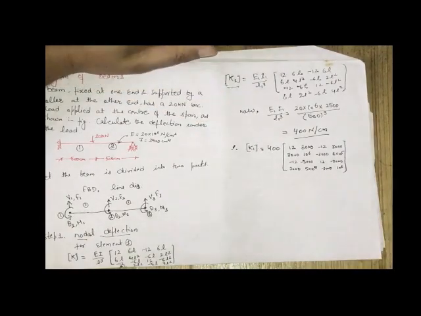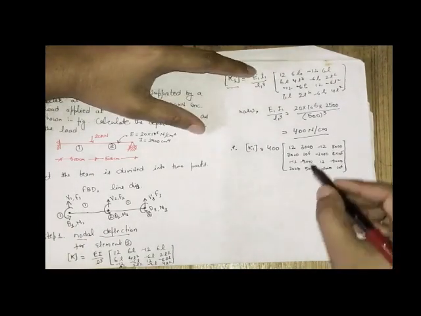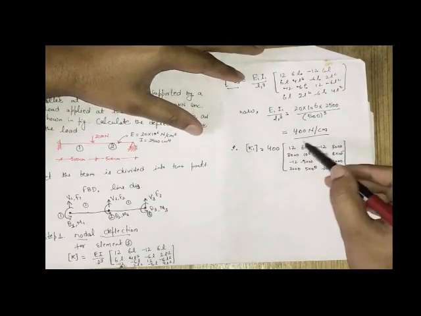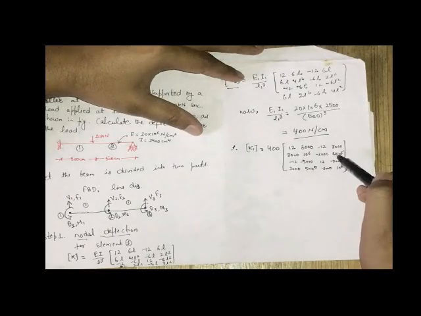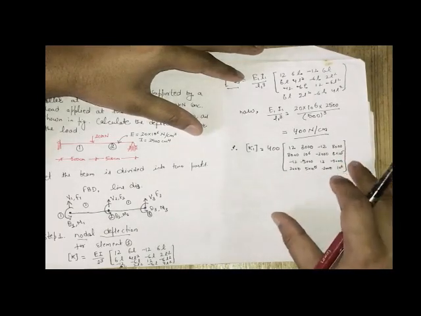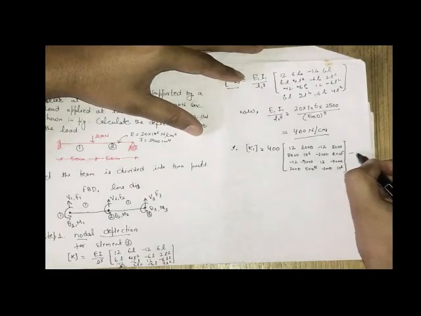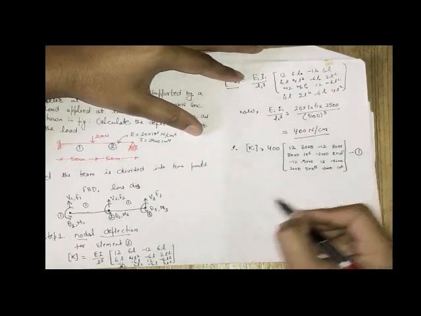So here is a symmetric matrix. You can also see that all the values are symmetric, so it follows a symmetric matrix. That is one of the characteristics of a stiffness matrix. Let us say this is equation number 1.